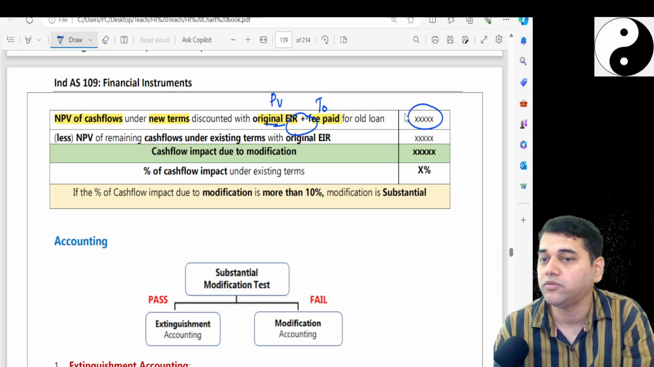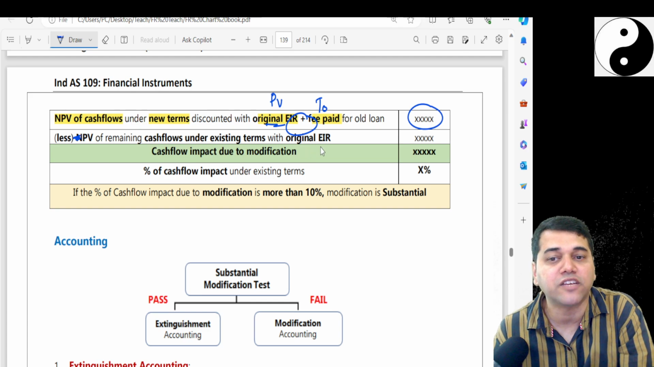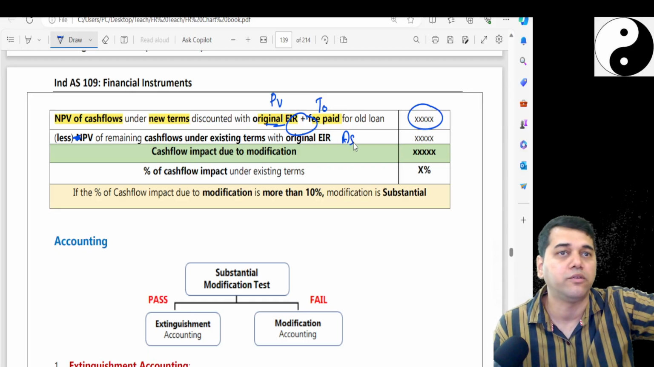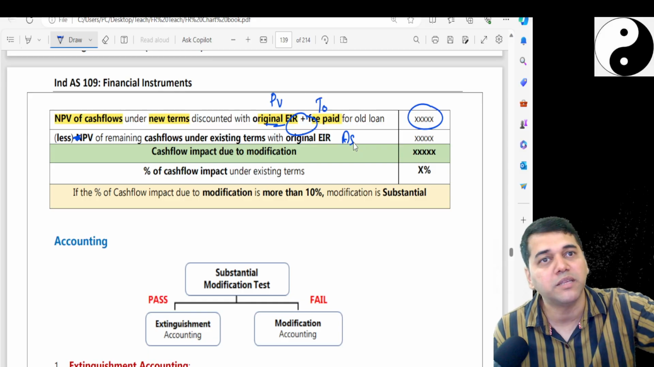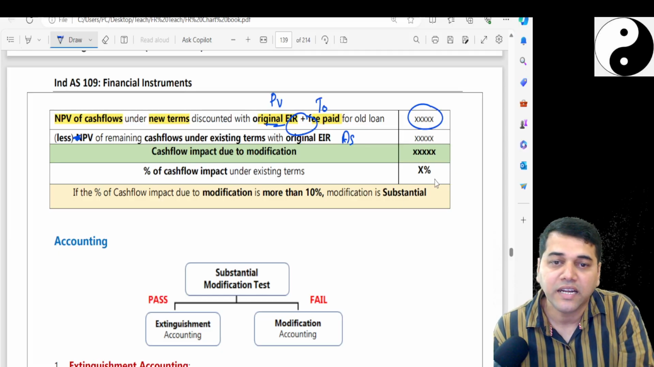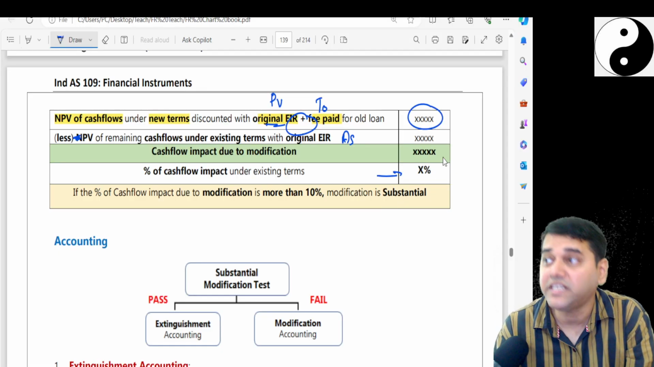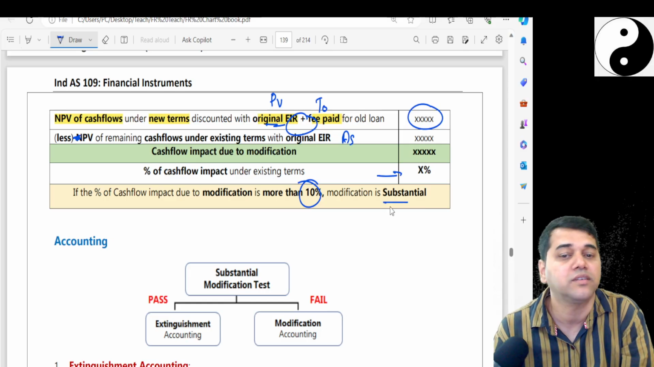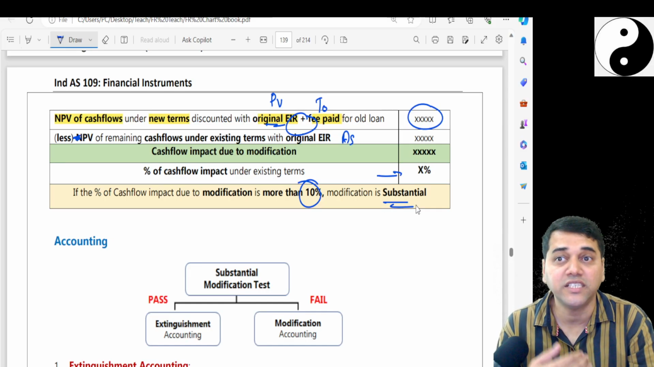This is this amount. You deduct the present value of the remaining cash flows under the original terms. This is nothing but the amortization schedule. You check the book value, and the book value in the amortization schedule is nothing but the present value of the future cash flows in the original. Check the difference as a percentage of the original cash flows, and if it is more than 10%, you should consider it to be substantial. This is called the substantial modification test.